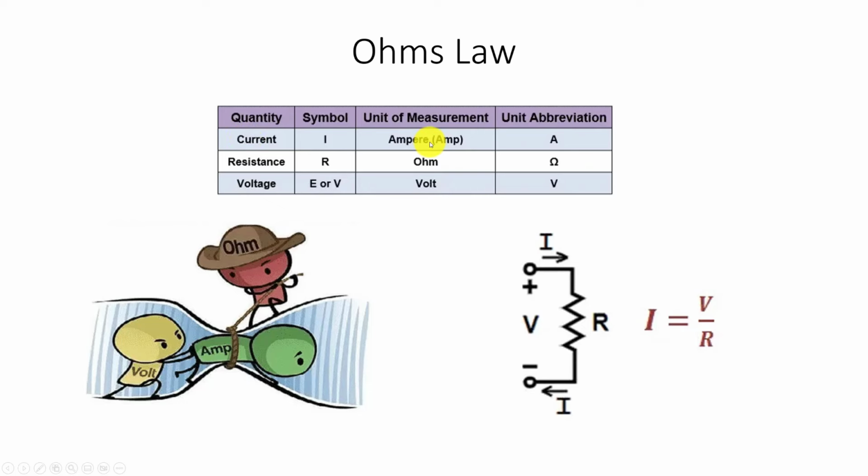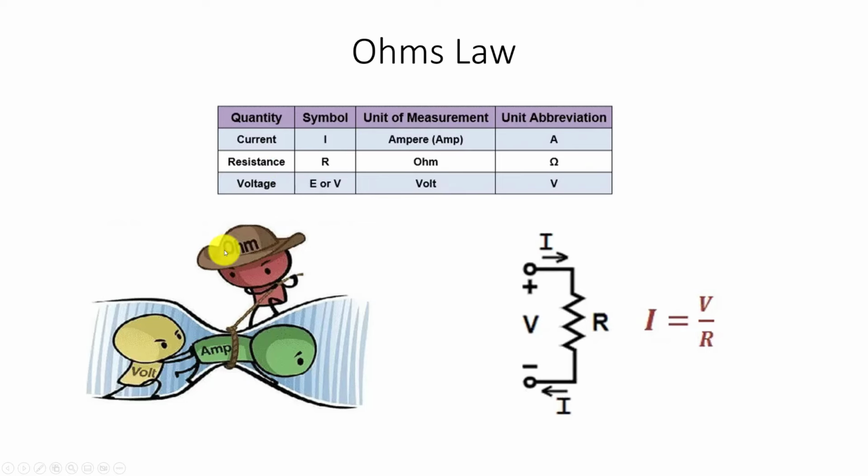Now, on these strain gauges, we're going to be down in the microamps. Very, very small changes in current, and very small changes in resistance, which is going to be measured in ohms. Very small changes because we're measuring down in the micro range, as well as the voltage, which is measured in volts. Now, how do I understand the relationship of these three?